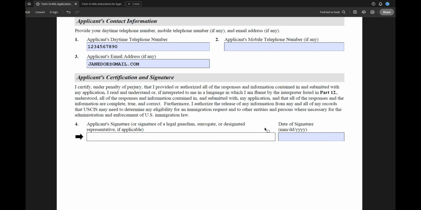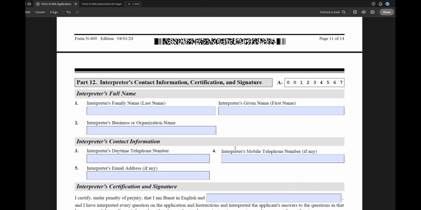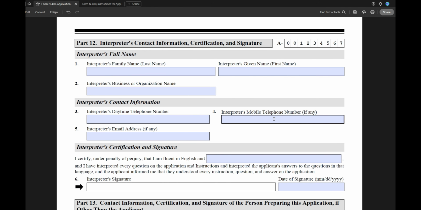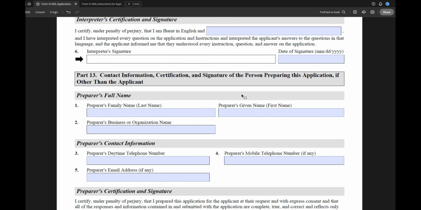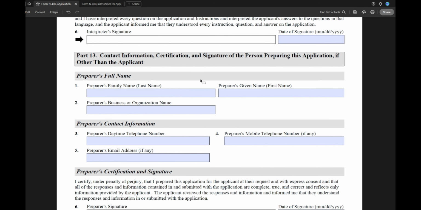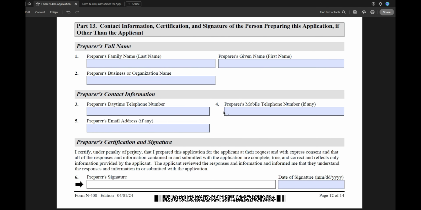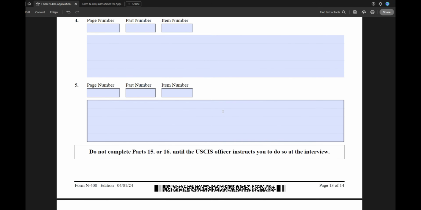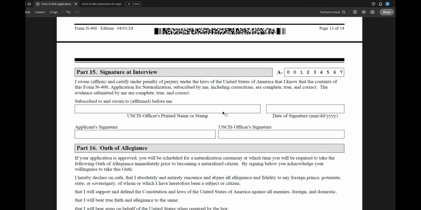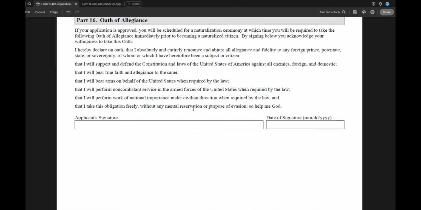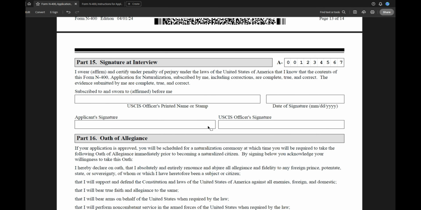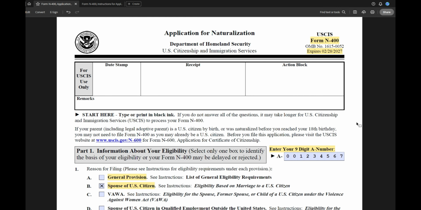Once you fill this out, you're going to print out this form and sign it using a black pen. If you used an interpreter for this form, then you will provide their information here. And if somebody else prepared this form for you, then you will also provide their information here. And this is the additional information page. And so finally, do not complete parts 15 and 16. These parts will be completed at your naturalization interview. If you're unsure where to send this form, you can find the addresses for this form on the USCIS website.